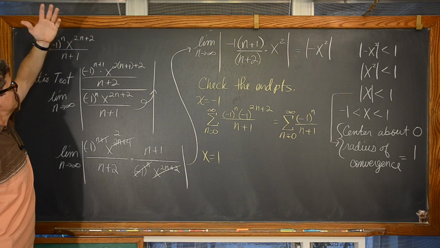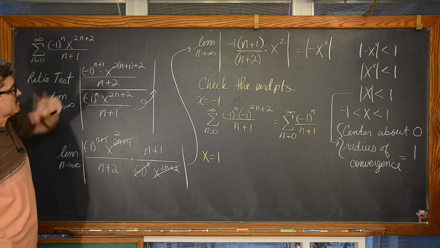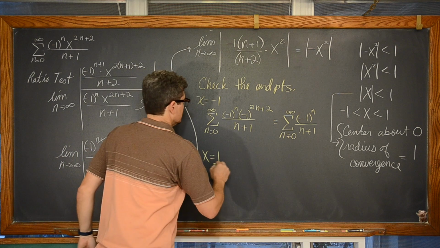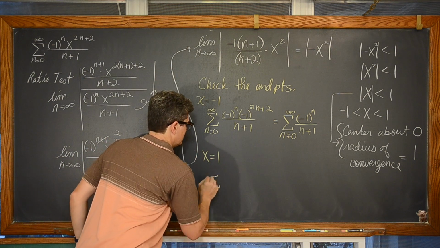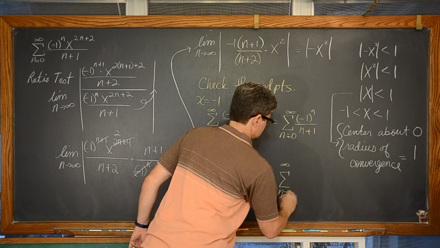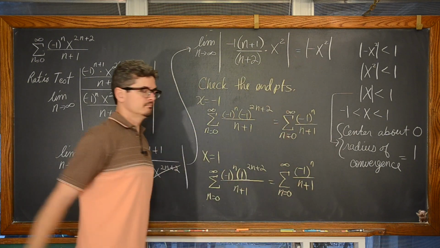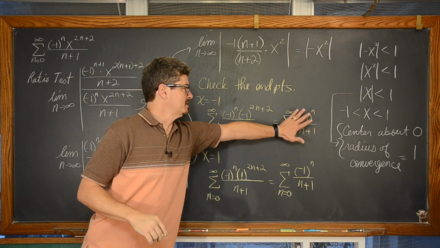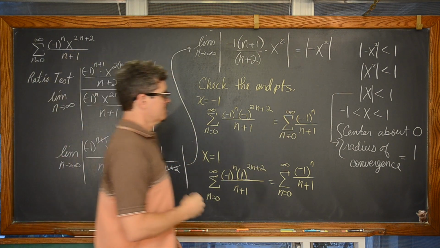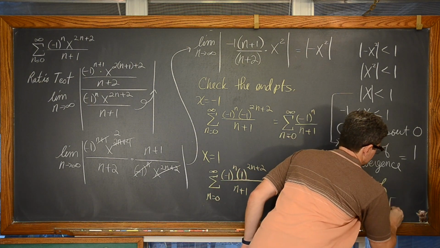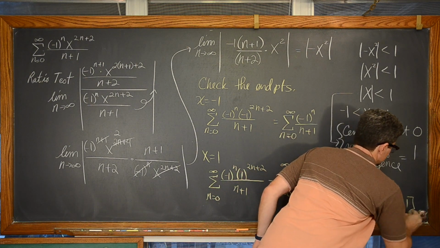And when you let x equal positive 1, well, positive 1 to the 2n plus 2 is still going to just be positive 1. But just to write it, we've already shown by the alternating series test that this indeed does converge. So your final interval of convergence is from negative 1 to 1.